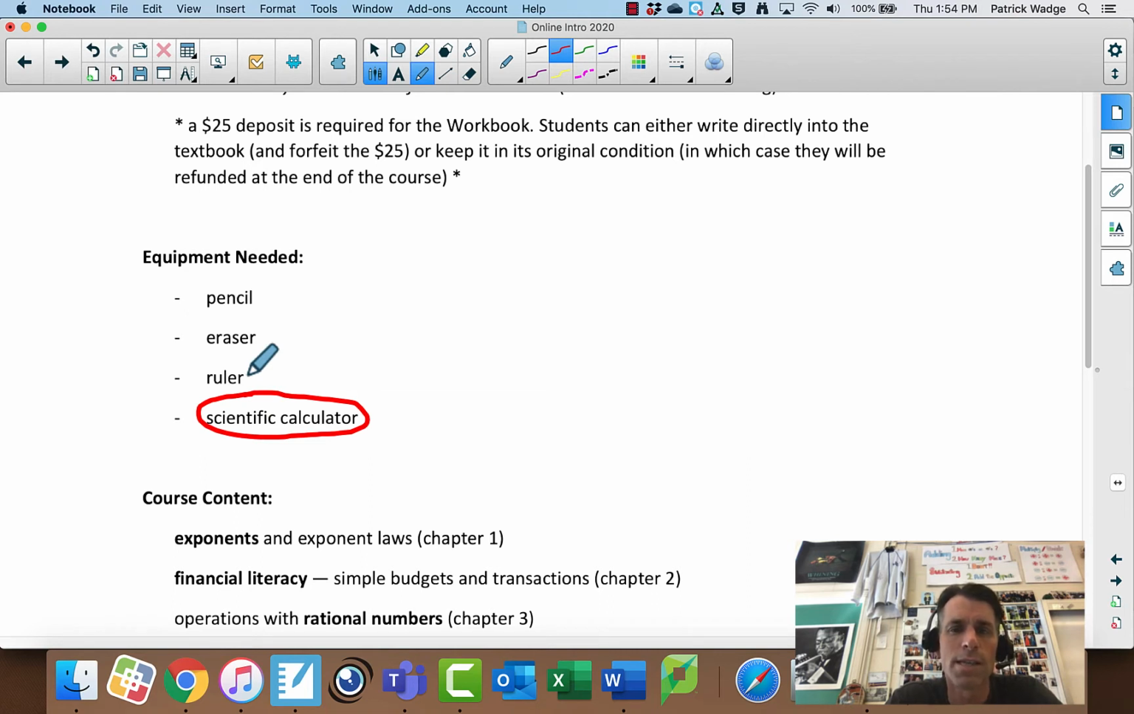Just make sure it says scientific, one that has buttons that say TAN, SIN, COS, C-O-S. If you see those buttons, you're in good shape.